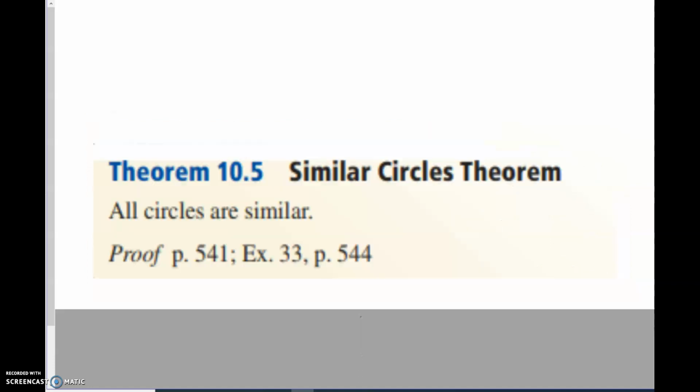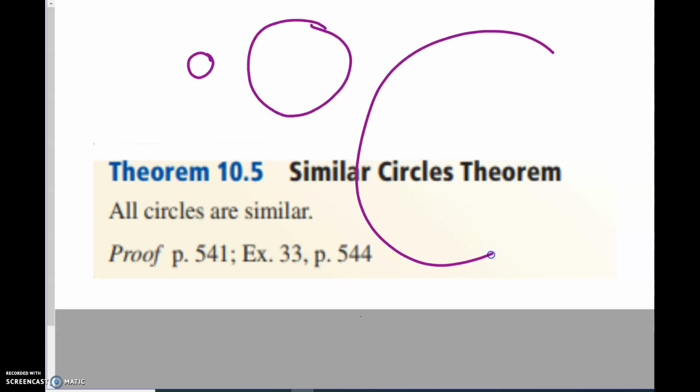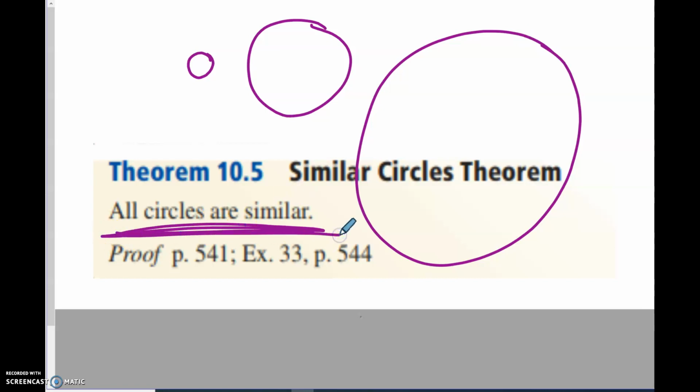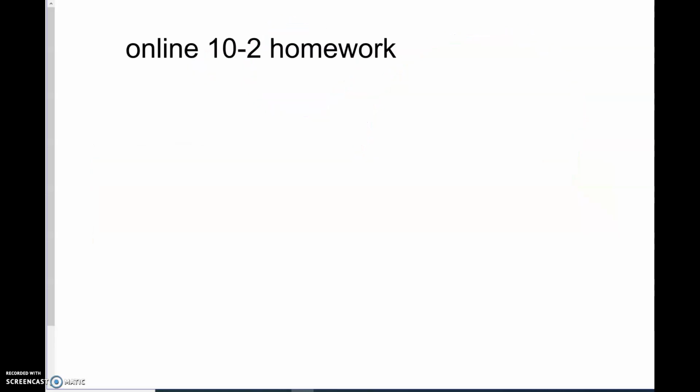All right, similar circles. All circles are similar. So whether we have a little circle or a big circle or a gigantic circle, those are not congruent, but all circles are similar. All right, that should be everything from today.